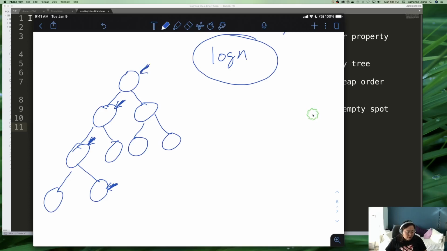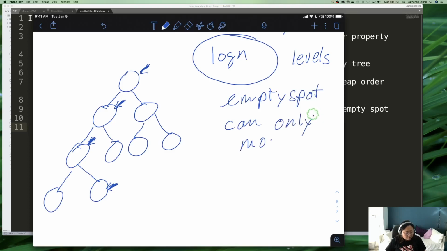So because there are log n levels, the empty spot can only move log n times. So from the formation of the empty node to the point where we reach the root, we only have to check at most against log n values, because every time we do a check, we either put the number in or we move the parent down, right? And the empty spot effectively starts at the bottom and works its way up the tree. So since there's only log n levels, the empty spot doesn't have a lot of ways to go. It can only move up.